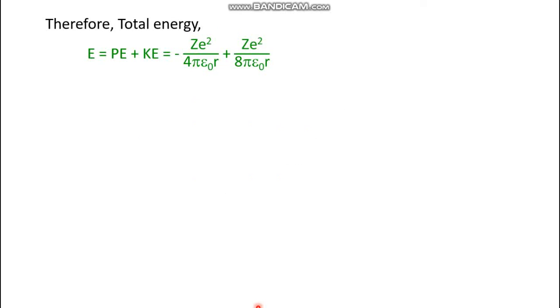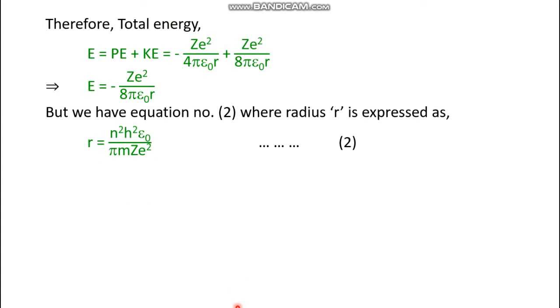and the overall total energy is potential energy plus kinetic energy. So this is the summation of these two, and the result is minus z square by 8 pi epsilon 0 r. Okay, now we have equation number 2 where we have the expression of the radius r, and it has the expression n square h square epsilon 0 by pi mz square. This is equation number 2 which was discussed earlier in the previous lecture.